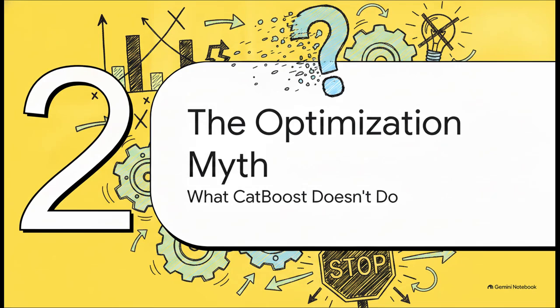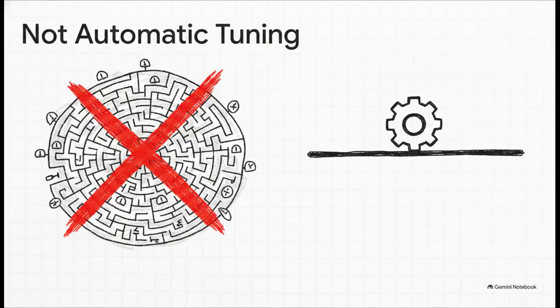Section 2. The optimization myth. So when people hear that CatBoost sets its own rate, they almost always jump to one very specific conclusion. They think, oh, it must be running some kind of crazy automatic hyperparameter optimization behind the scenes. We need to bust that myth right here, right now. It is absolutely crucial to understand what CatBoost is not doing. It's not running cross-validation. It's not launching Bayesian optimization. It's not testing out some huge grid of candidate rates.